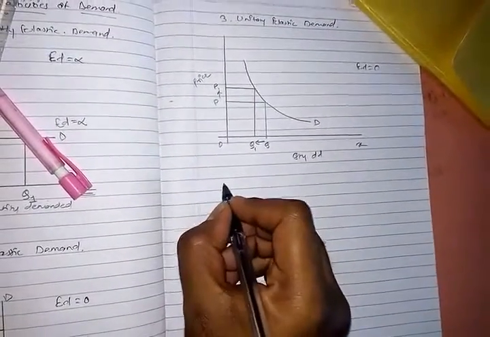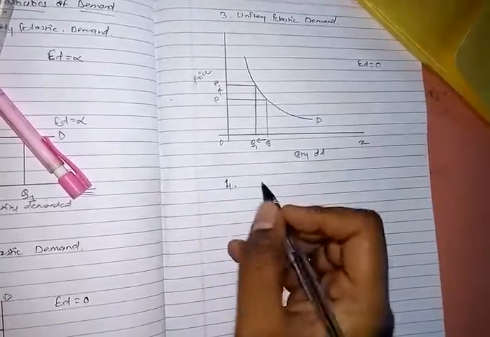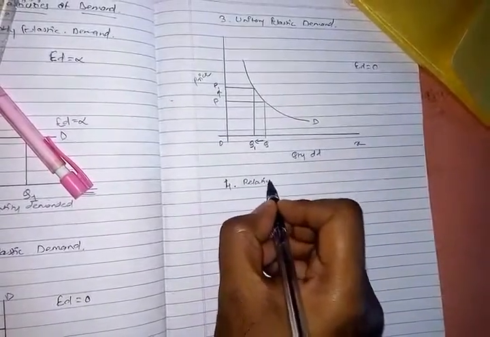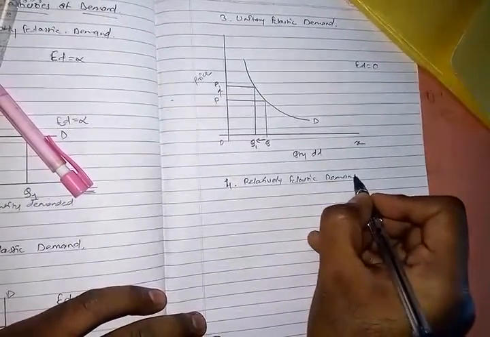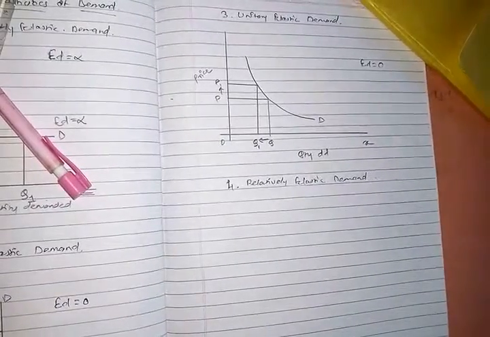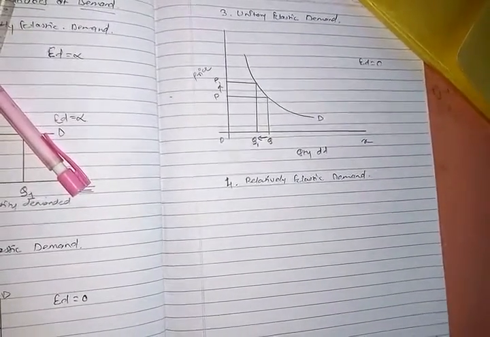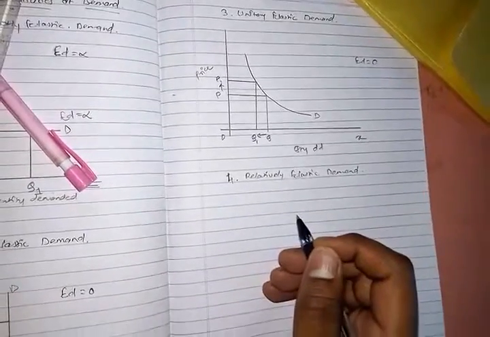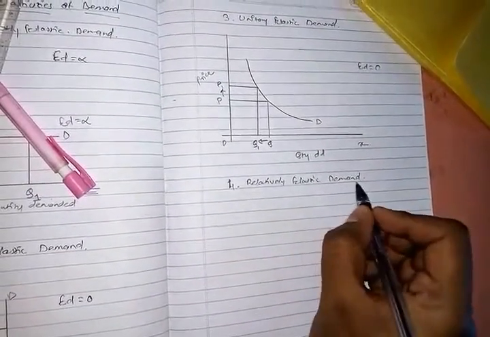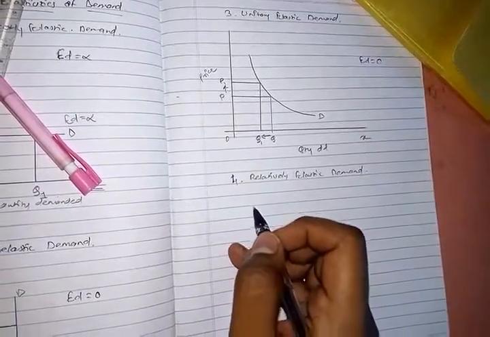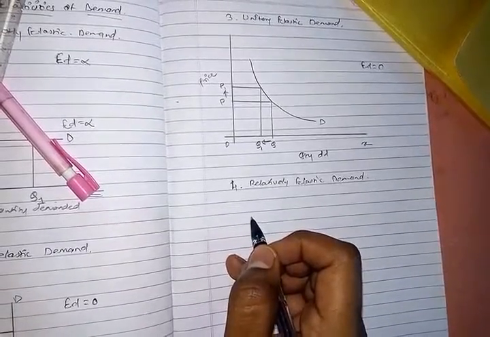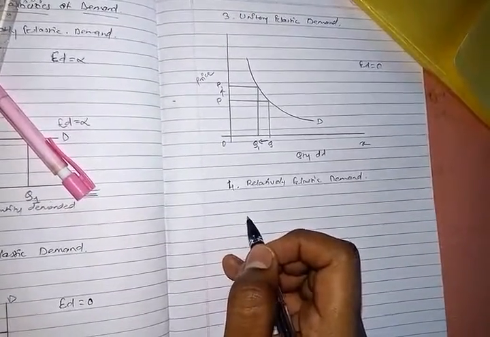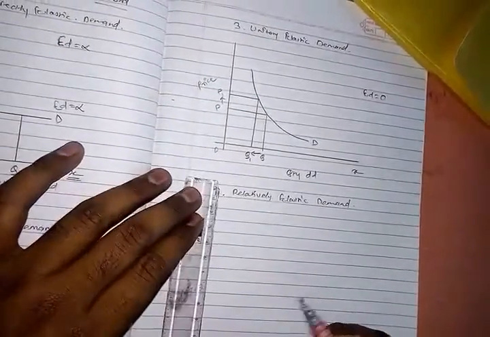Our next point is relatively elastic demand. Here the best example for relatively elastic demand is if price falls by 50%, the demand rises by 75%. In the figure we can show exactly how we can know about relatively elastic demand.